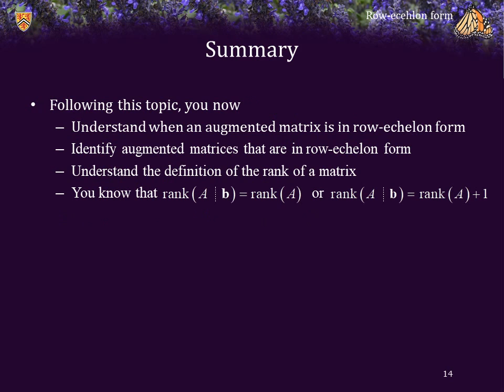Following this topic, you now understand when an augmented matrix is in row echelon form. You can identify augmented matrices that are in row echelon form. You understand the definition of the rank of a matrix, and you know that the rank of an augmented matrix is either equal to the rank of the matrix, or the rank of the augmented matrix is equal to the rank of the matrix plus 1.